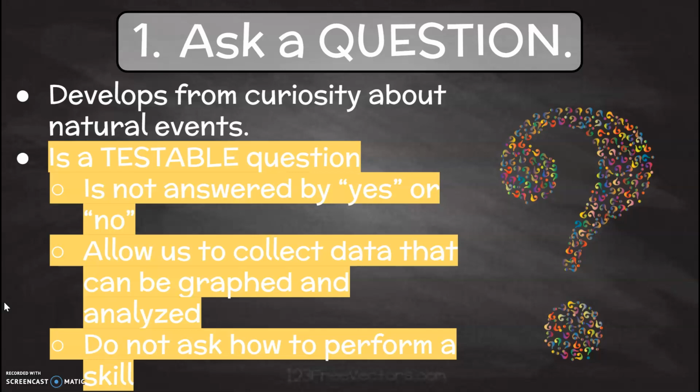Your question also needs to make sure it allows us to collect data. So, for example, if I ask, do you like dogs or cats better? That's not really a good question to do an experiment on because it's not allowing us to collect too much data. And finally, you don't want to have a question that asks how to perform a skill, like how do you make a cake? How do you throw a ball? You don't want to do this because there's usually just one set way to make a cake or throw a ball, and your question that you want to conduct an experiment on needs to be larger than that.